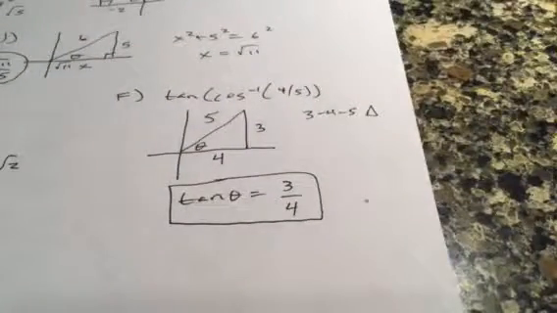Cos inverse, 4 over 5. That's a 3, 4, 5 triangle. So the opposite side there, the vertical side, is 3. So tangent would be 3 over 4.